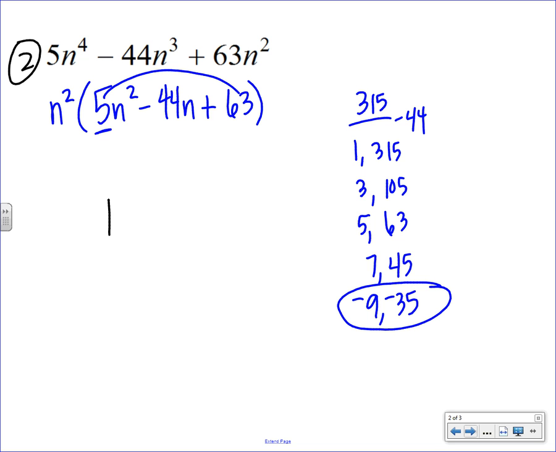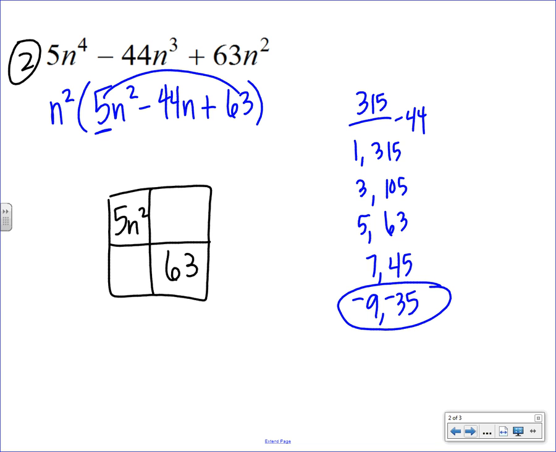So then, what term goes in the top left square? 5n squared, good. And in the bottom right? 63. And does it matter where I put these? No. So it could be negative 9n here, negative 35n here. Now, whenever your corners are negative, or both of these factors are negative, then both of these will be negative. Every time.